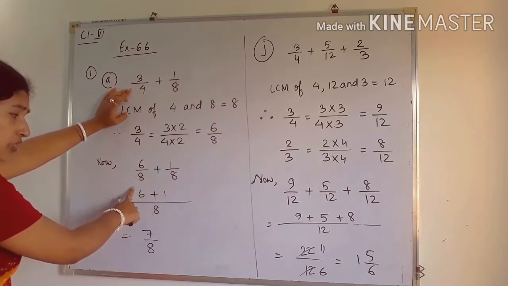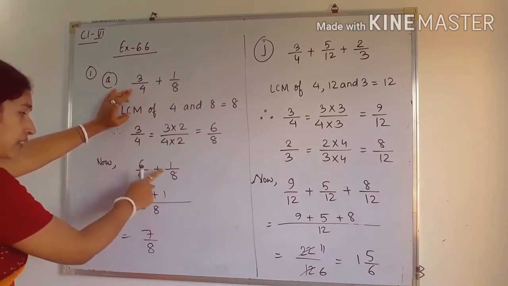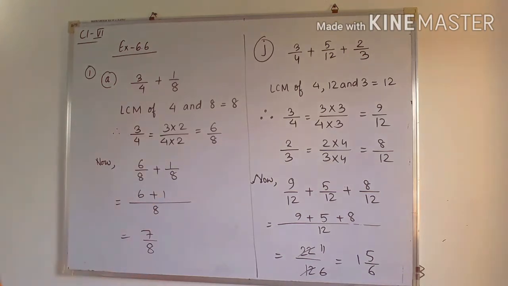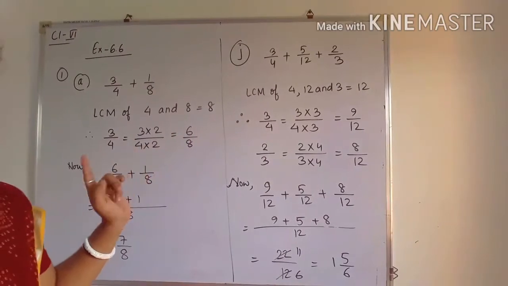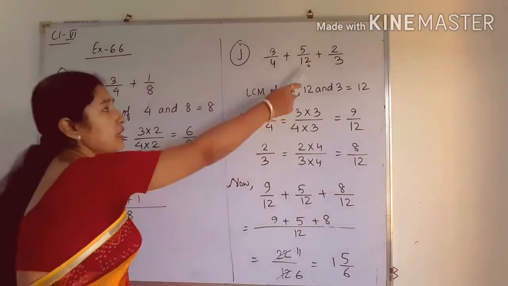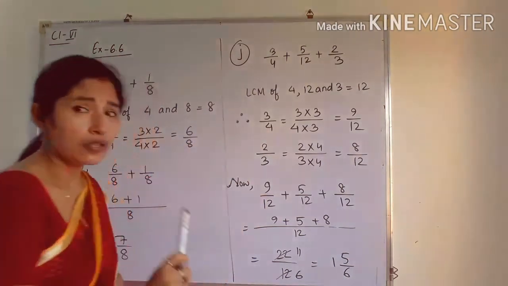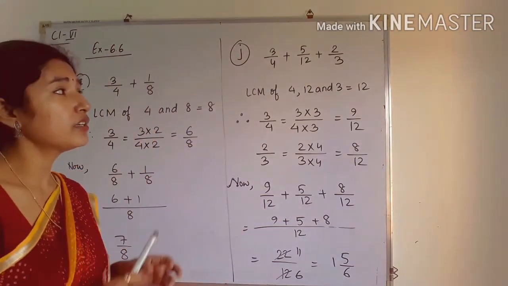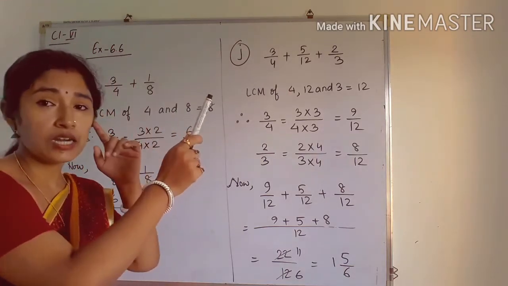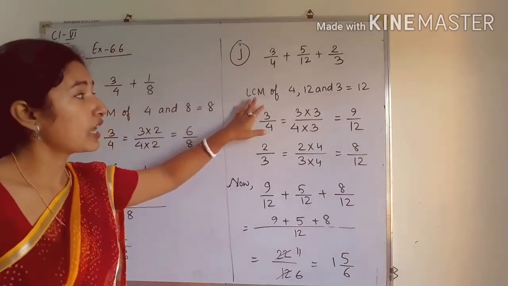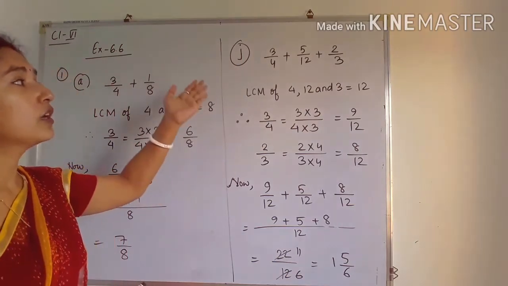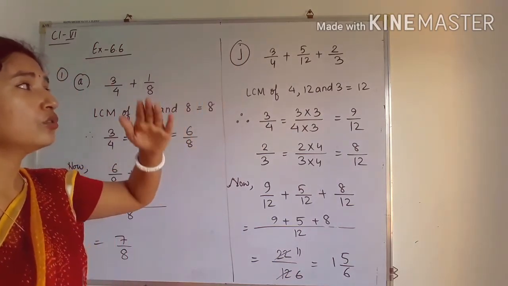So finally we got the like fractions. Now we can easily add the numerators. 6 plus 1 will be 7, so 7 by 8. Next come to question J. You can see here there are 3 fractions, with denominators 4, 12 and 3. See, 12 is a multiple of 4 as well as 3. That means the greater number is 12, and it is a multiple of both the denominators, 4 as well as 3. Therefore the LCM of 4, 12 and 3 will be 12.